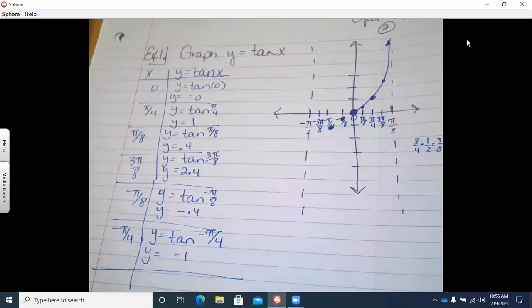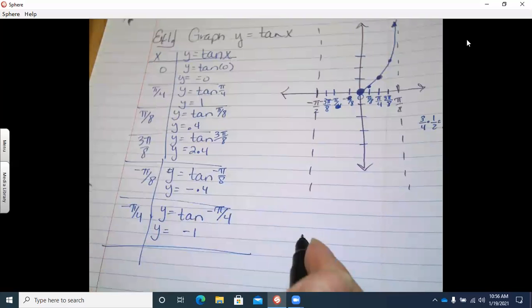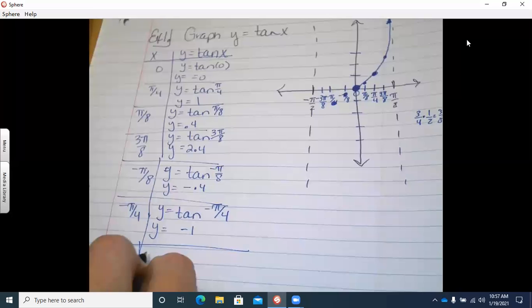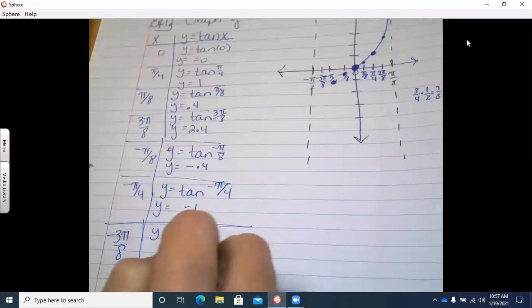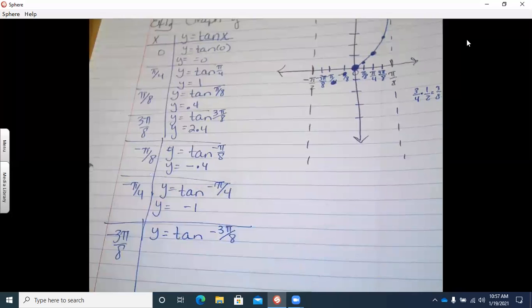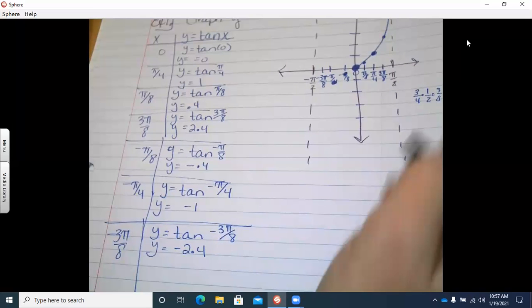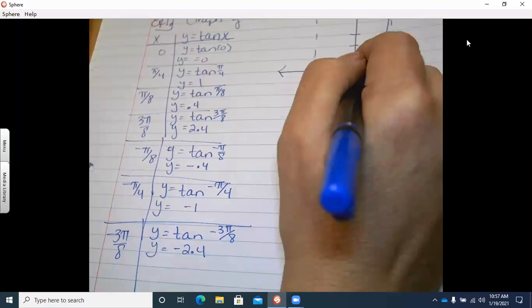Okay, now let's find the tangent of negative 3 pi over 8. So y equals the tangent of negative 3 pi divided by 8. Very particular how you have to enter it. So 3 times pi negative divided by 8 equal sign, and then a tangent, and I get negative 2.4 approximately. And I already know through the negative pi halves there's an error there because it's an asymptote.